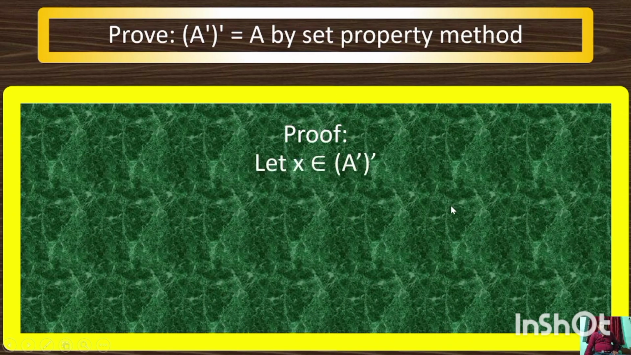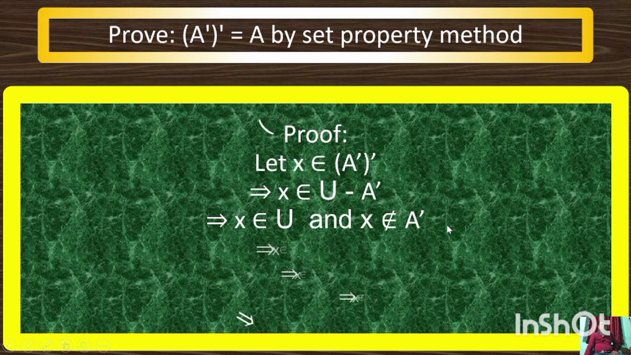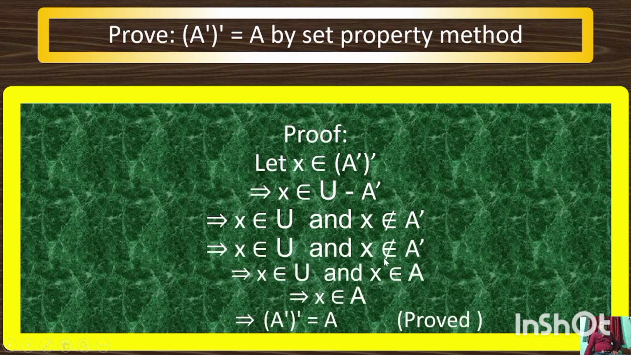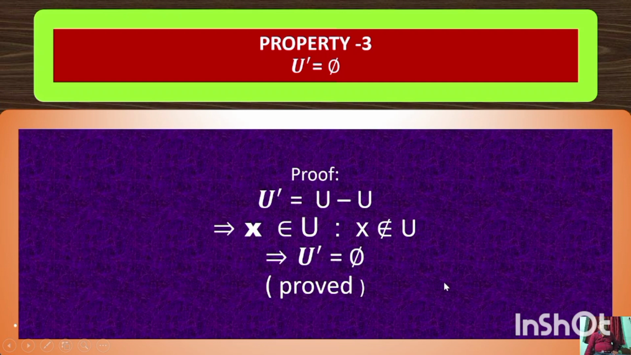Okay, let X belong to A dash whole dash. It means X belongs to U difference A dash. It means X belongs to U and X does not belong to A dash. And X belongs to U and X belongs to A. Understand? It means X belongs to A. Thus we get A dash whole dash is A. Thus the complement of the complement of a set is the given set.